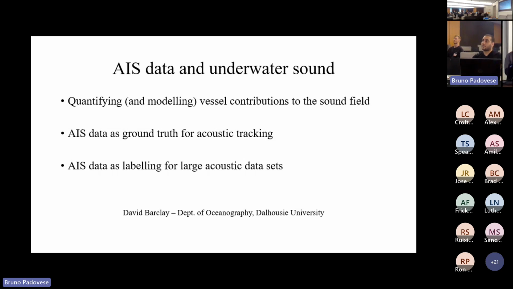One of the first things that we're interested in is basically noise modeling, so noise prediction using AIS data. On the flip side, I'll talk a little bit about how we can use AIS data to understand noise measurements. And the other main application is AIS data for tracking, obviously serving as ground truth with the limitations that it does present.